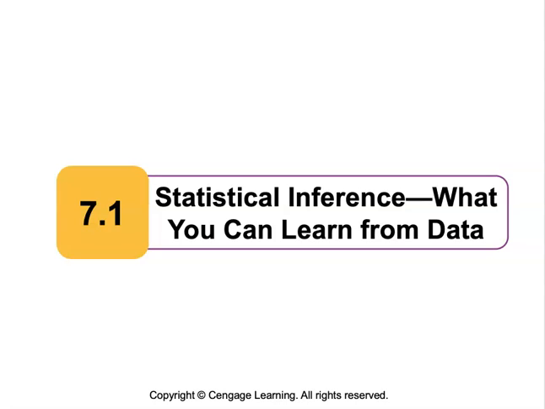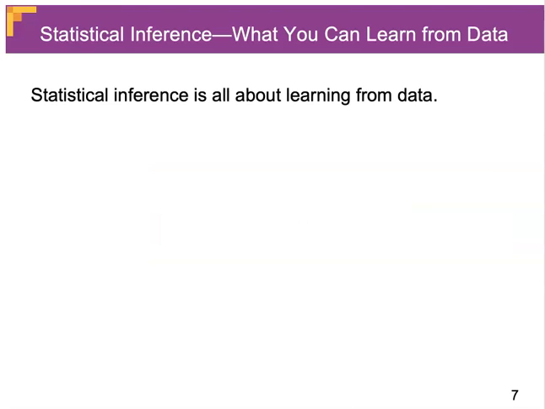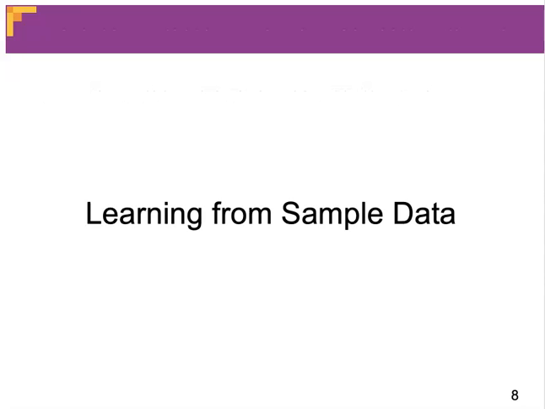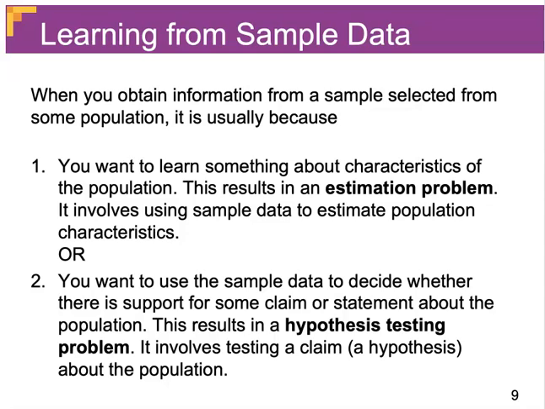Let's get started at the beginning of Chapter 7, what we can learn from data. The important thing here is to recognize that statistical inference is all about learning from data. So how do we learn from sample data? Well, when we obtain information from a sample selected from a population, we usually do that for one of two reasons, either an estimation problem or a hypothesis test problem.